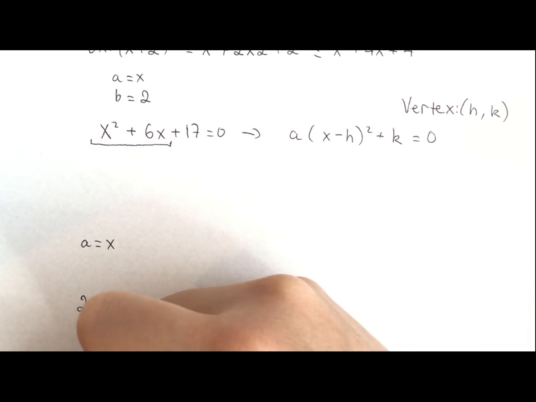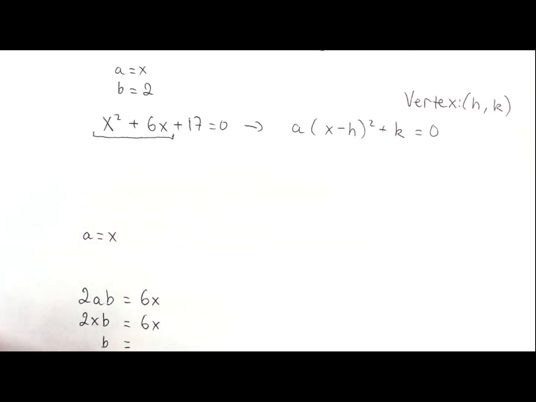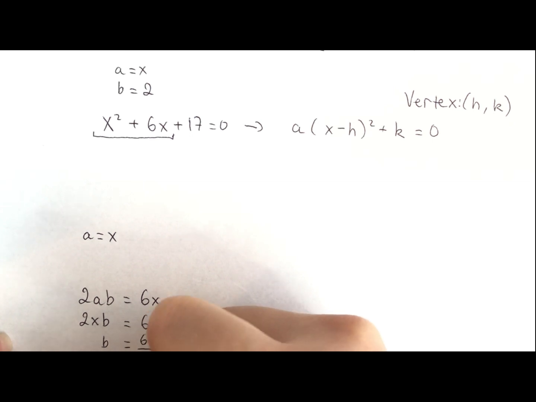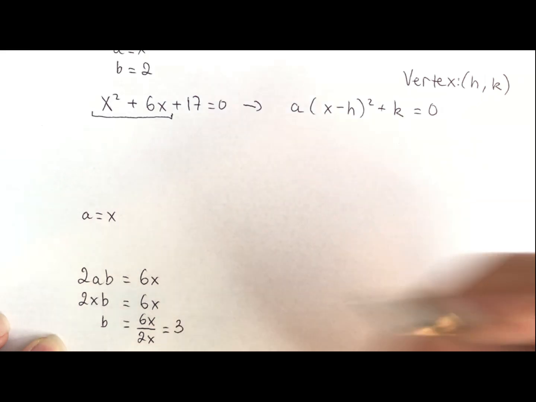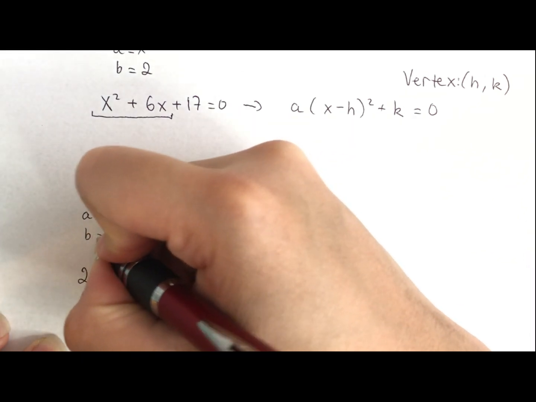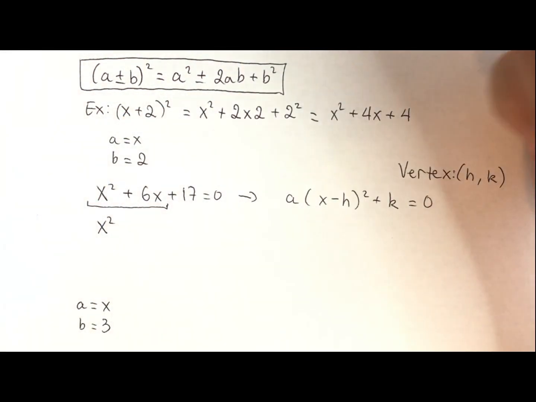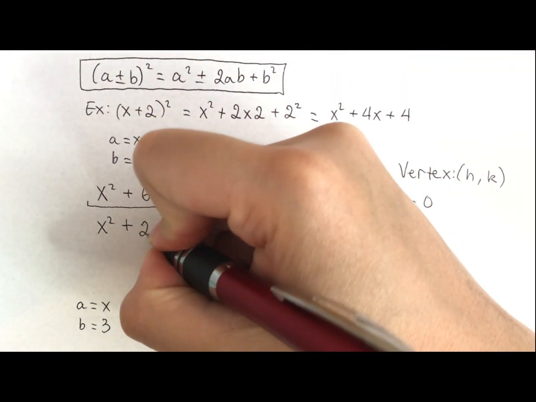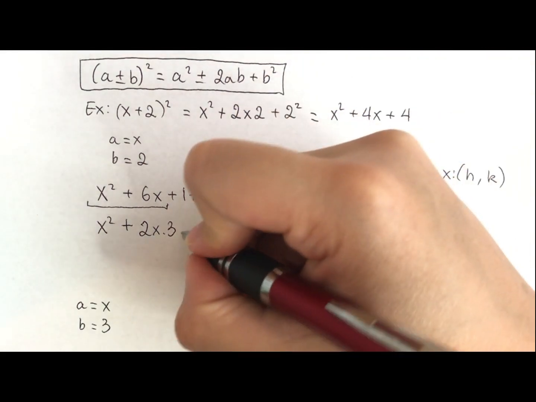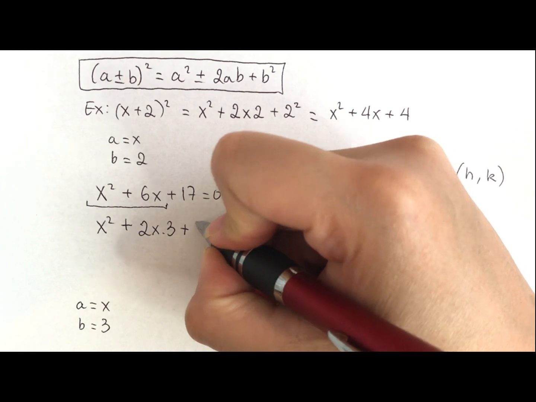So what is b? Well, you can either see that b would have to be a 3 when you multiply, or you can just divide by 2x, and you find that b is 3. Coming back right here, we have a squared, which is x squared, plus or minus, in this case it's a plus, 2x times 3, and then plus b squared. b squared in this case would be 3 squared, which is a 9.